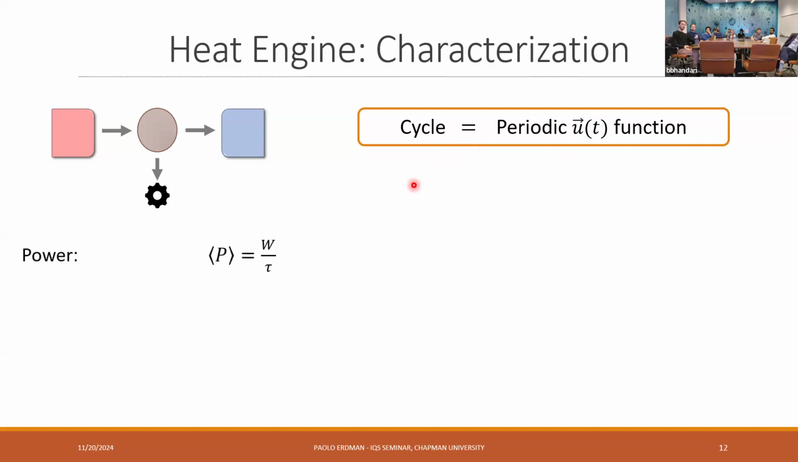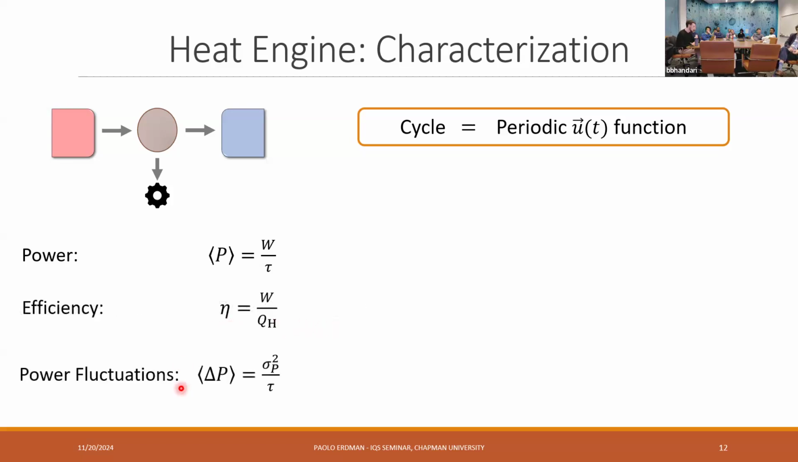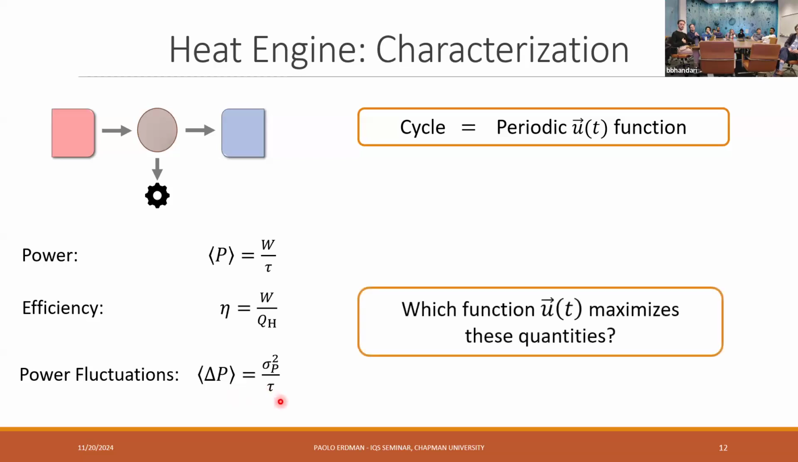And once we have this, how do we characterize its performance? We could look at the power, that would be simply the work extracted over one cycle divided by the period, so the duration of the cycle. We could look at the efficiency, which is the extracted work over the input heat. Or equivalently, we could look at the entropy production in a closed cycle. And what is interesting is that in these kinds of systems, we could also have fluctuations of the power. Every time you repeat the cycle, since you have such a small system, the power can fluctuate. But I won't talk too much about this in this presentation.